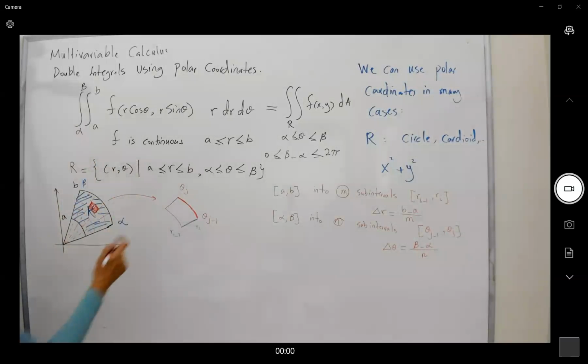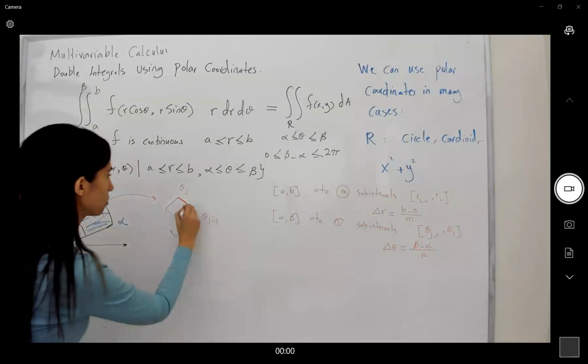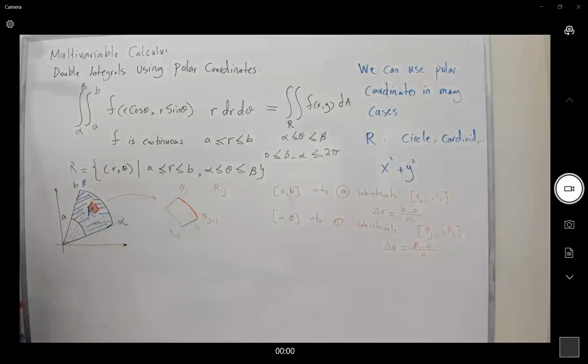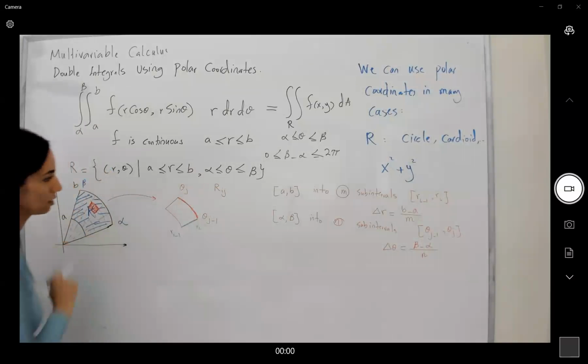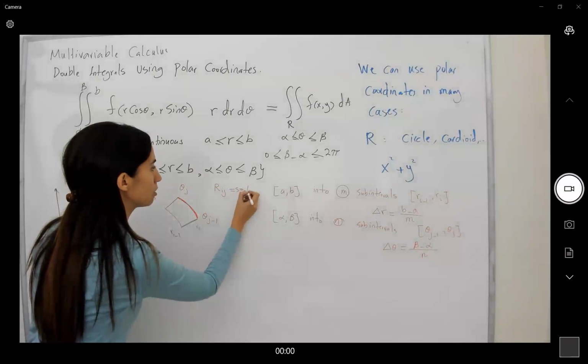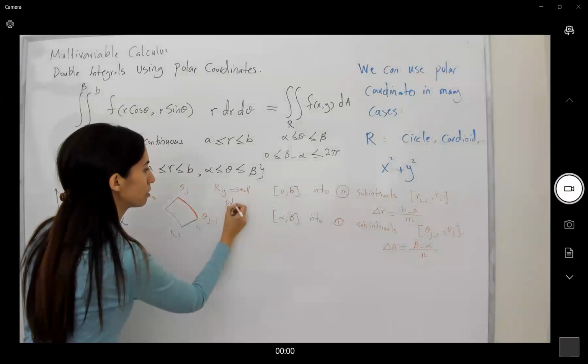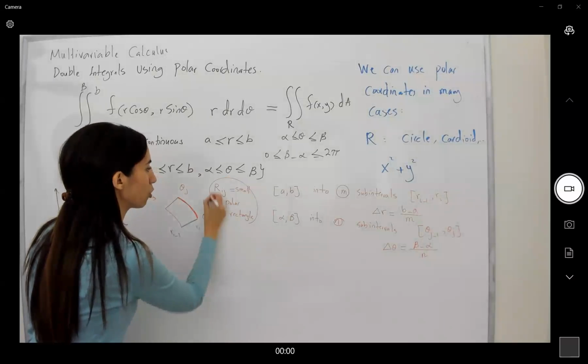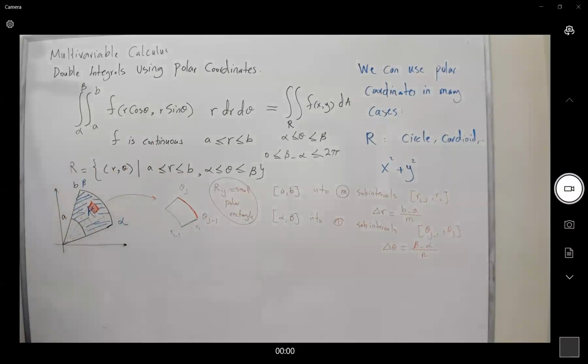So let us call it Rij. So this is called Rij, which is a small polar rectangle. Small polar rectangle. Very well. Now, what I'm going to do, I'm going to define this small polar rectangle this way.